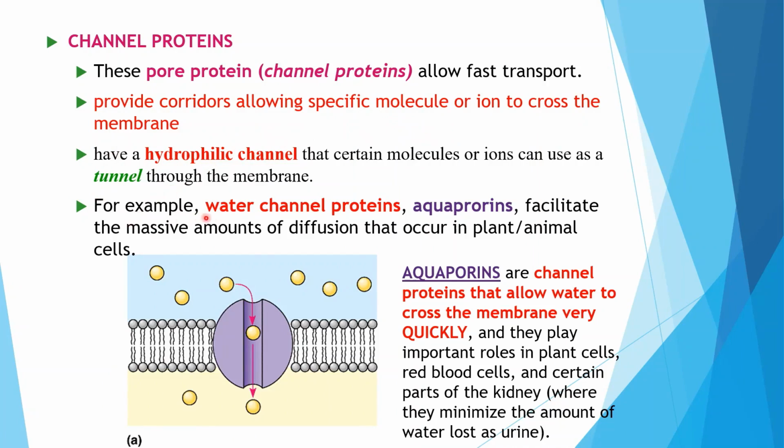For example, the water channel proteins, aquaporins. Aquaporins are channel proteins that allow water molecules to cross the membrane very quickly. They also play important roles in plant cells, red blood cells, and certain parts of the kidney.